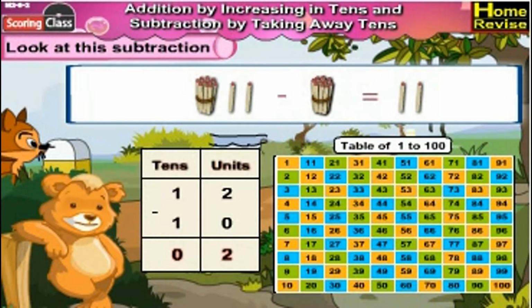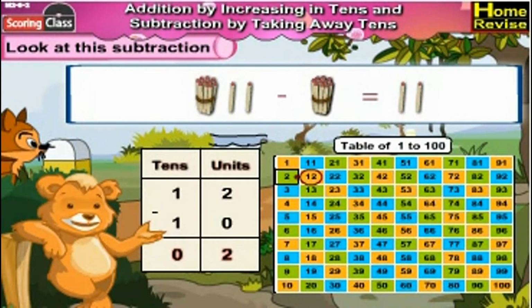Now let us see how to use the table from 1 to 100 for the same subtraction. On the table, here is number 12. Now, after subtracting 10 from 12, the answer lies on the same row but in the previous column. And that number is 2. So 12 minus 10 is 2. Now you must have understood that to subtract 10 from any number means subtract or decrease 1 ten. In this sum also, when 10 got subtracted from 12, then 1 ten was decreased.